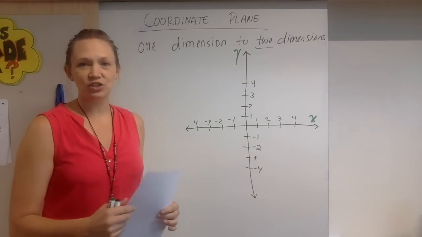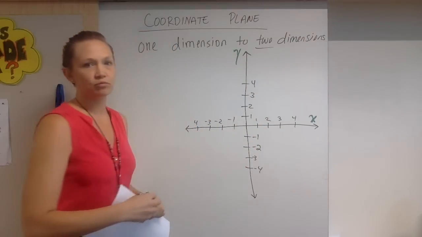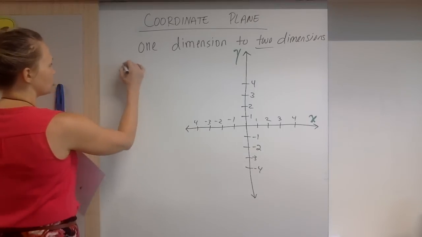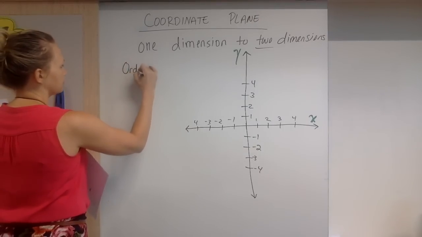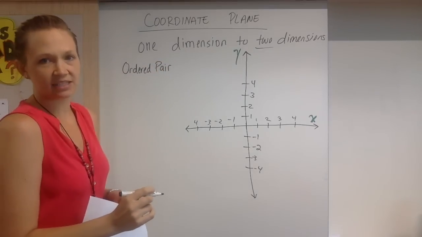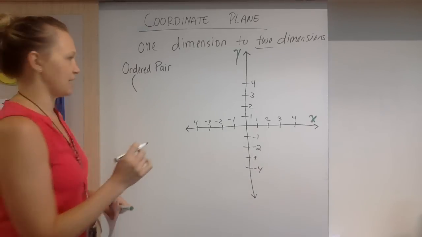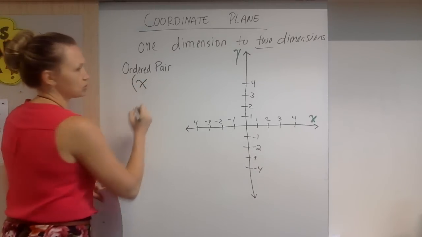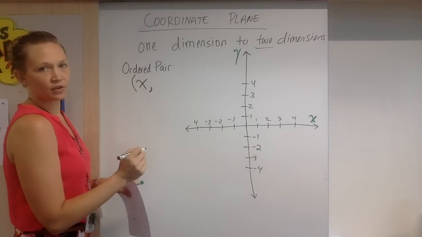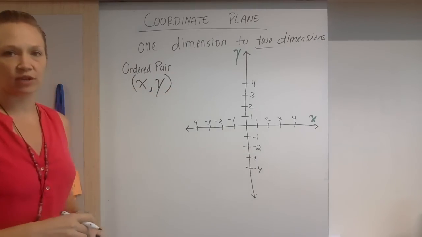Now, we want to learn how mathematicians actually decide how to label these locations. So we call that an ordered pair, okay? So write down on your sheet, ordered pair. And we always put the X value first. So an ordered pair will be in parentheses most of the time. And whatever the X value is will come first. There'll be a comma to separate them. And the Y value will come second, close with the parentheses.